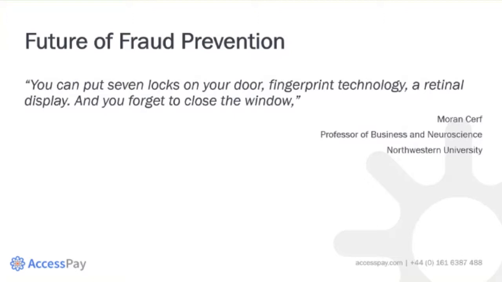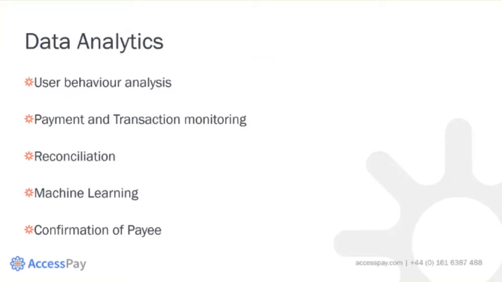So we're now going to talk about the future of fraud prevention. Moran Surf, who is a professor at Northwestern University, said you can put seven locks on your door, fingerprint technology, and a retinal display, and you'll forget to close the window. Fraud is constantly evolving, which means the methods that we use to detect and prevent fraud must also be continually changing, while still maintaining the basics.